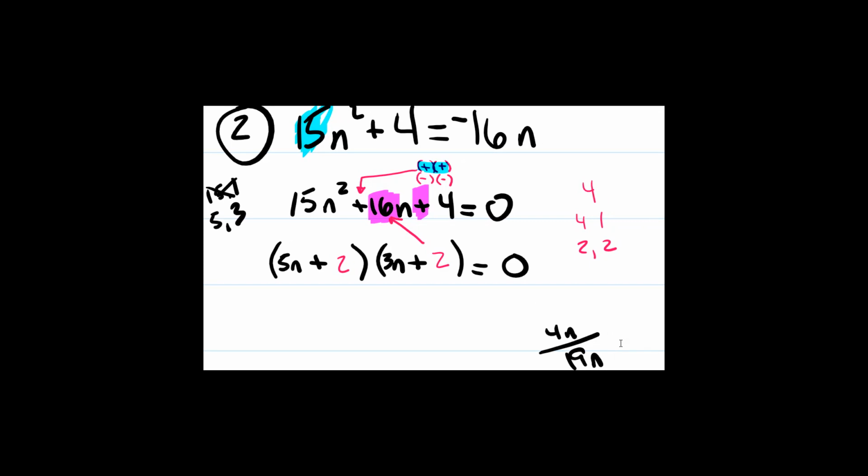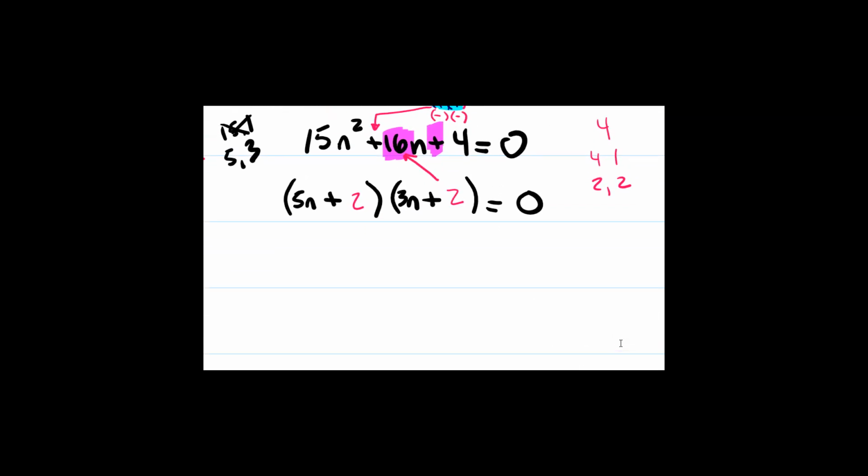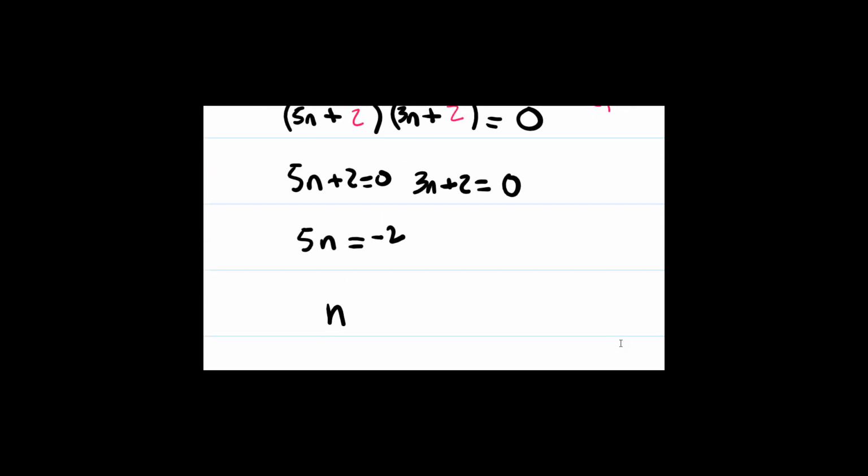Now from here, we're going to go ahead and then write down each factor like we did before. So that equals 0. So 5n plus 2 equals 0. And then 3n plus 2 equals 0. The first one, we'll get 5n equals negative 2. And then when we divide both sides by 5, we'll get n equals negative 2/5.